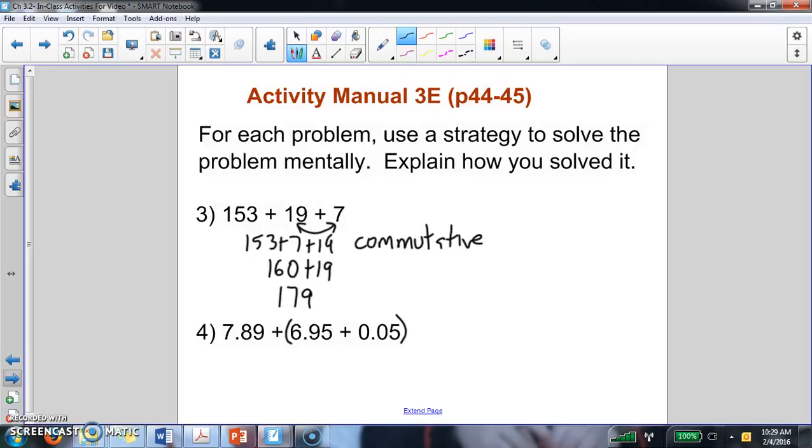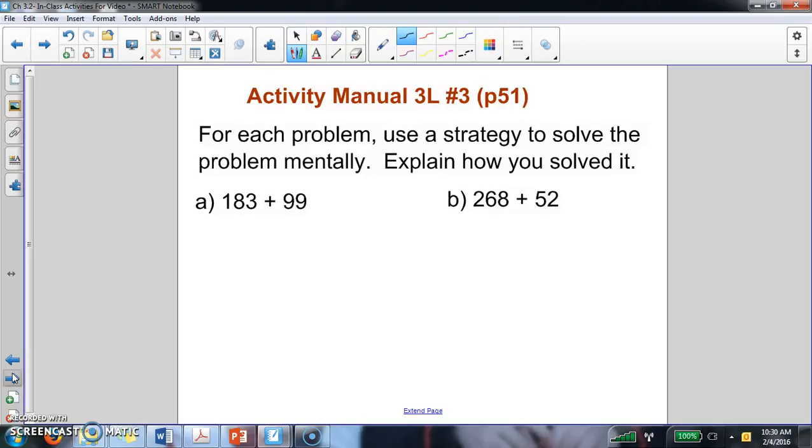And this final one, again, the last two, if I group them, thinking about money, I had 5 cents to 95 cents. That takes me up to a whole dollar. So now I'm looking at 7 and 89 hundredths plus 7. That's much easier thanks to the associative property to solve. So it's not that it's necessary to flip the problems around, but it makes the problems easier to solve, knowing that we have these properties that can help us.